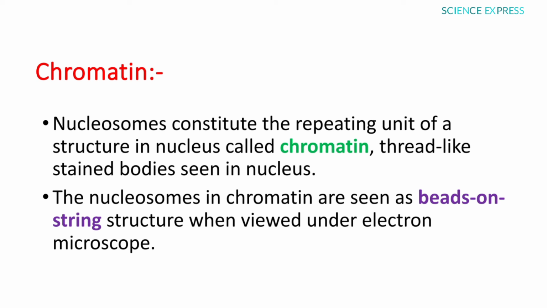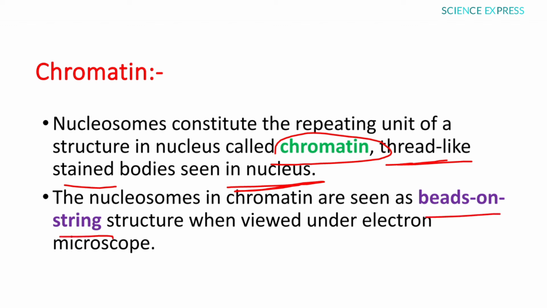Now let's discuss chromatin. Nucleosomes constitute the repeating unit of a structure in the nucleus called chromatin. That is a thread-like stained body seen in the nucleus. The nucleosomes in chromatin are seen as a beads-on-string structure when viewed under the electron microscope. So chromatin is a thread-like stained body inside the nucleus, and nucleosomes in chromatin are seen in a beads-on-string like structure under the electron microscope.